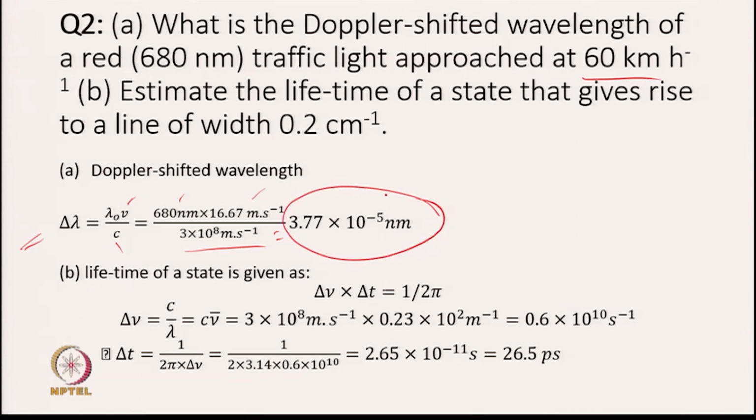The second question is, estimate the lifetime of a state that gives rise to a line of width 0.2 centimeter inverse, and it can be calculated similarly to what we did in question number 1. So, we use the Heisenberg uncertainty principle. So, delta nu can be calculated, and from that delta nu bar can be calculated, and that comes out to be this per second. So, your delta t will be given by 1 by 2 pi into delta nu, and then you can get the value of lifetime.